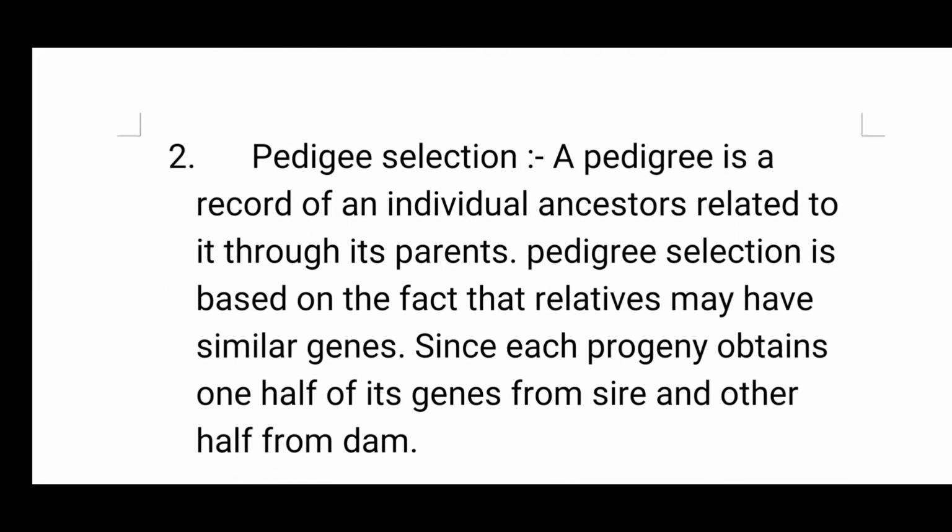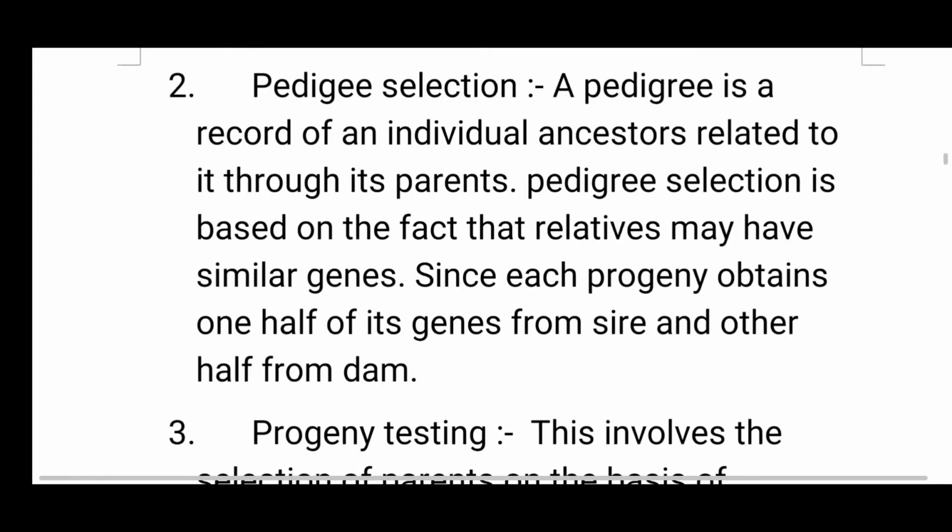A pedigree is a record of an individual's ancestors related to its parents. Pedigree selection is based on the fact that relatives may have similar genes, since each progeny obtains one half of its genes from the sire and the other half from the dam.